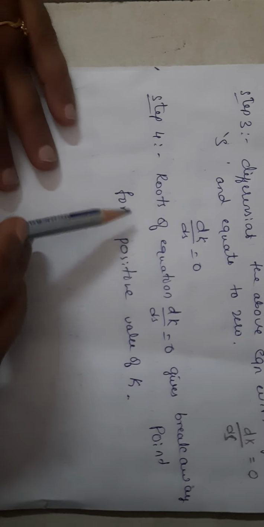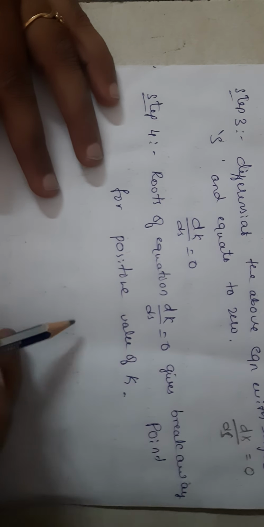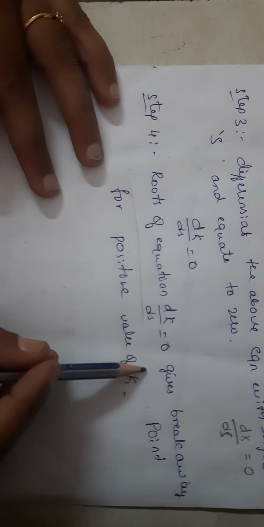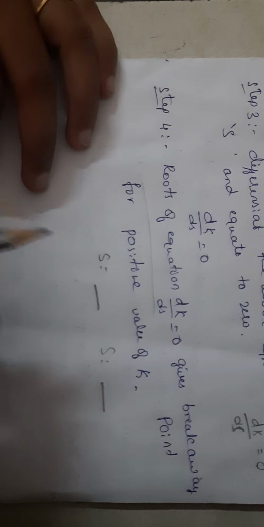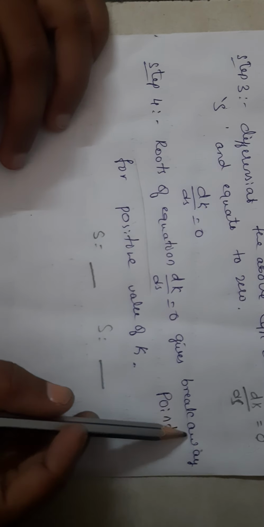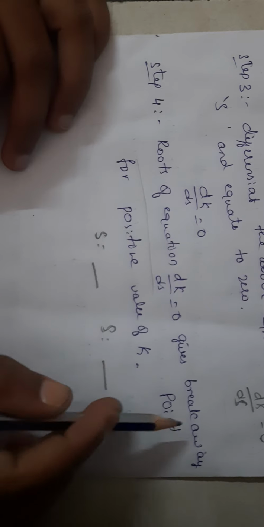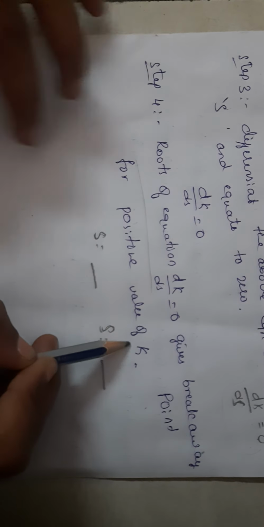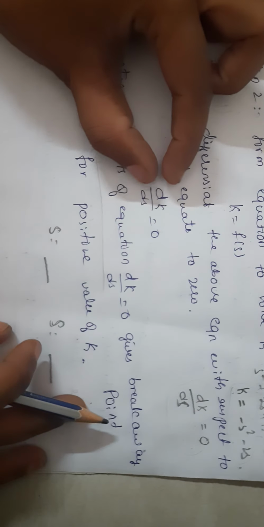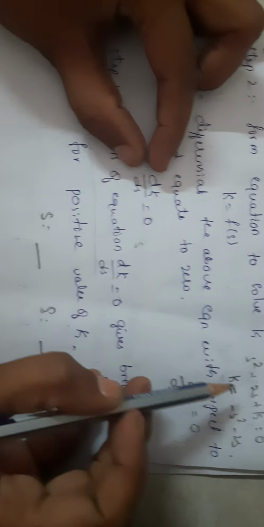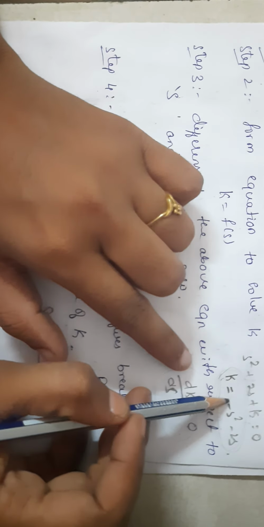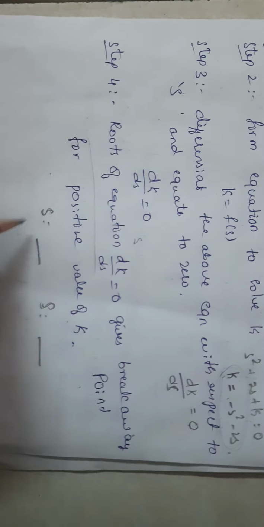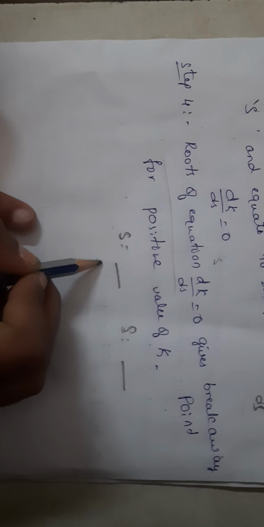By equating this, we will get the roots of the equation, that is s is equal to some value and s is equal to some value. That gives the breakaway point. This s value gives the breakaway point for positive value of k. By putting this value of s in the above equation, that is k equal to minus s square minus 2s, something like that, if we get a positive value of k, that is the breakaway point. While solving the problem we will get to know how to solve that.